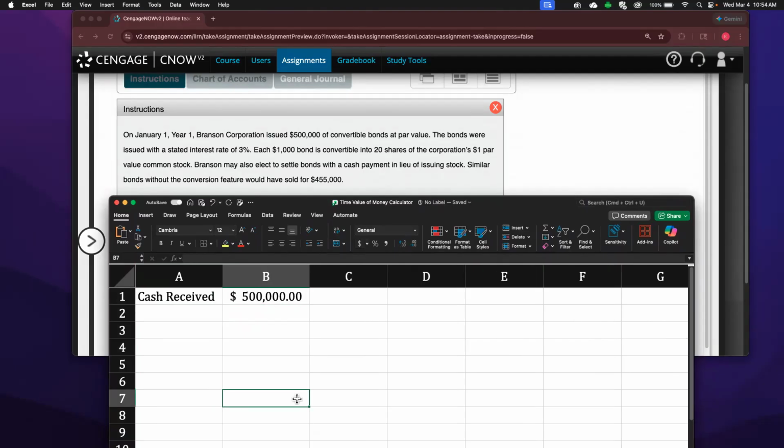We need to determine the value of our debt component. We're told that similar bonds without the conversion feature would have sold for $455,000. That $455,000 represents the fair value of the debt portion. So fair value of debt portion is $455,000. Just gives us that, which is nice.